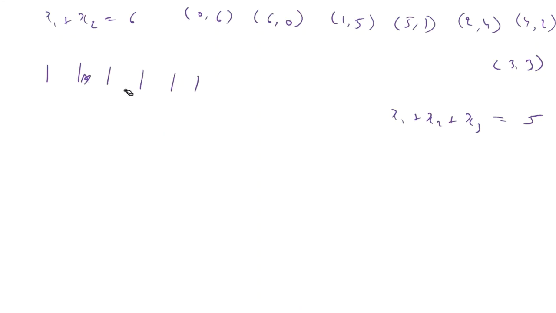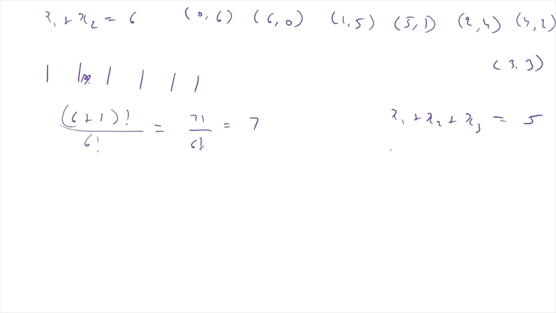I can arrange these 6 sticks and 1 star in a row in 6 plus 1 factorial ways. But unfortunately these 6 sticks are alike. Therefore I divide by 6 factorial, which gives 7 factorial upon 6 factorial, which is 7. And these are my 7 solutions.